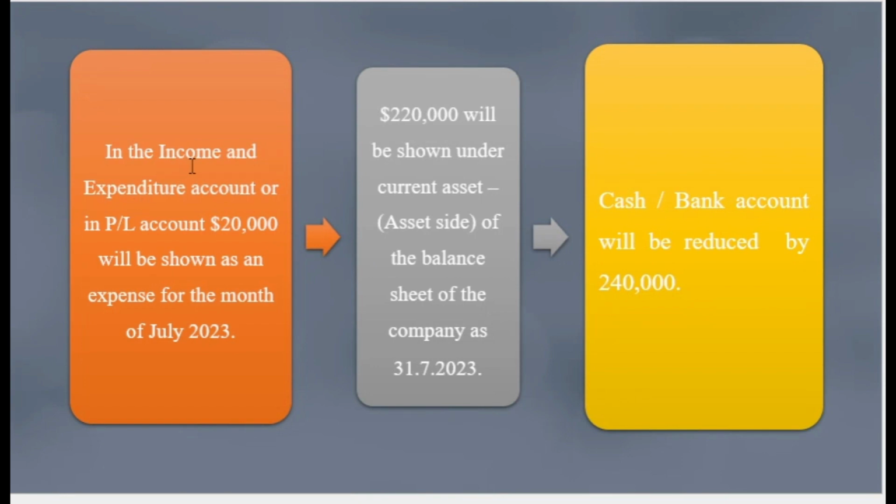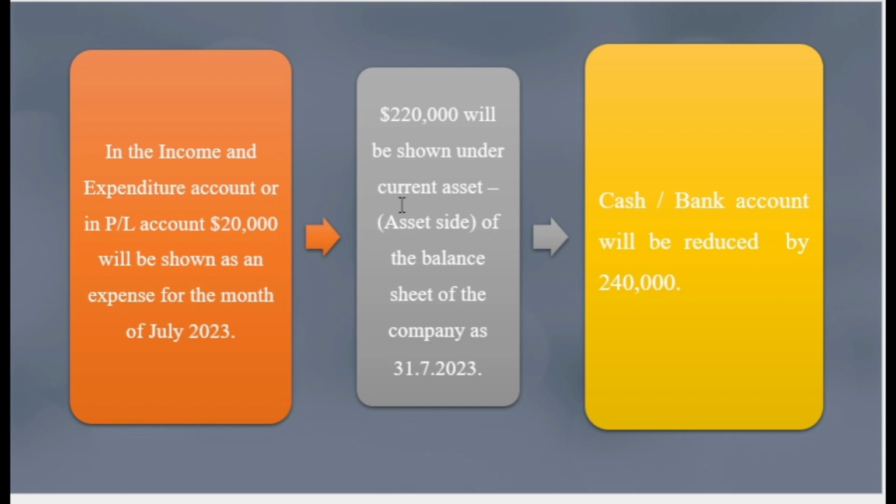And what is the effect of this entry? In the profit and loss and the income expenditure account, $20,000 will be shown as an expense for the month of July. That means in the month of July, we will be utilizing the first $20,000, and in the books of accounts for profit and loss, it will appear as rent expense of $20,000. The balance $220,000 will be shown under the current asset of the balance sheet. Current assets appear on the asset side of the balance sheet of the company. And as on 31/7/2023, this figure of $220,000 will be shown as a current asset.